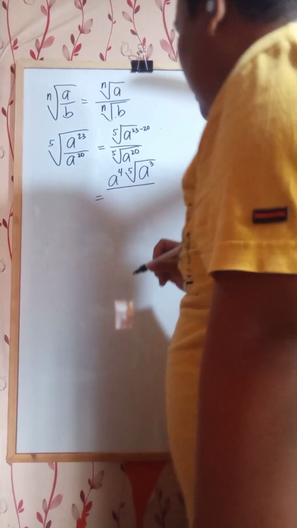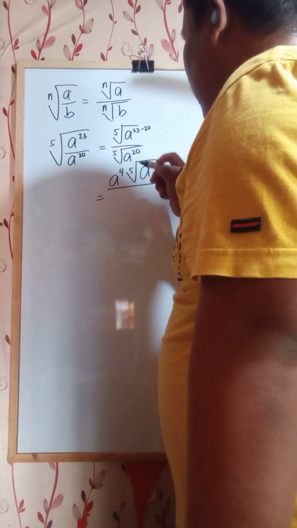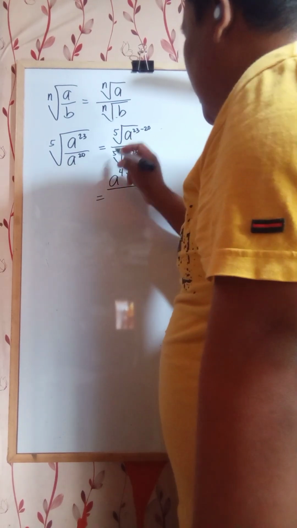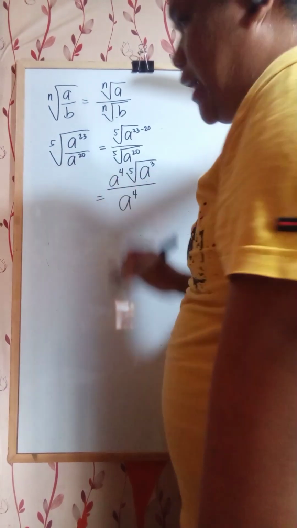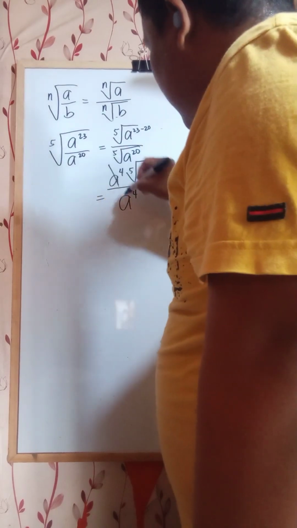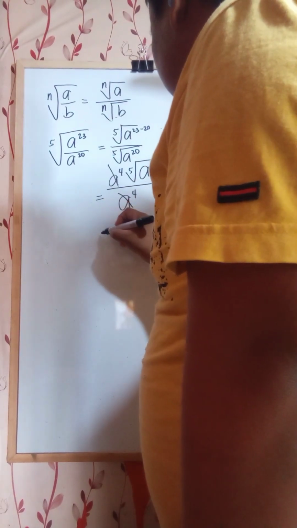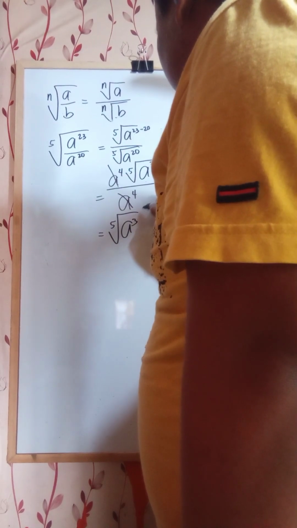Then, over. Then, let's have the fifth root of a to the power of 20. So, 20 divided by 5, that is a to the power of 4. Since they have the same exponents, they cancel out, and the answer is the fifth root of a cube.